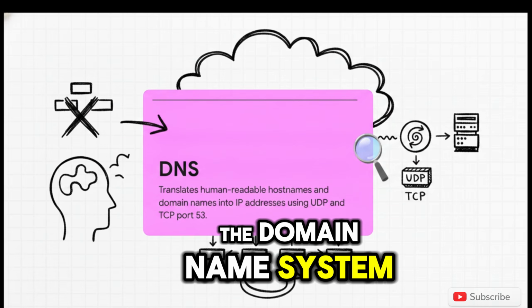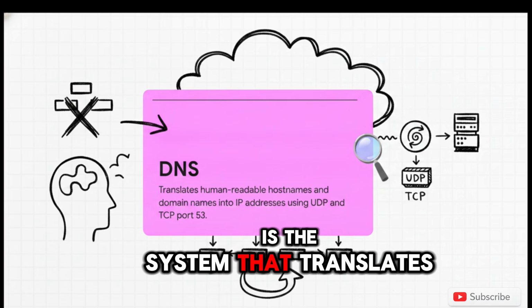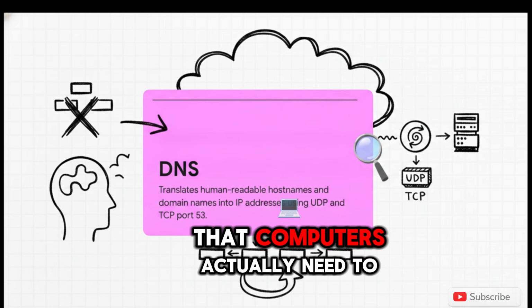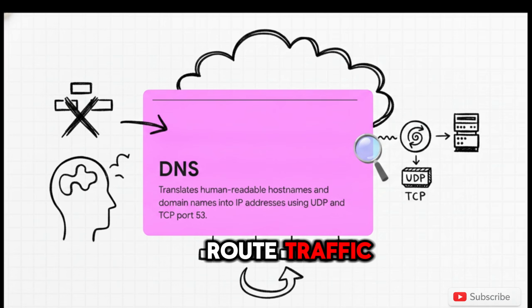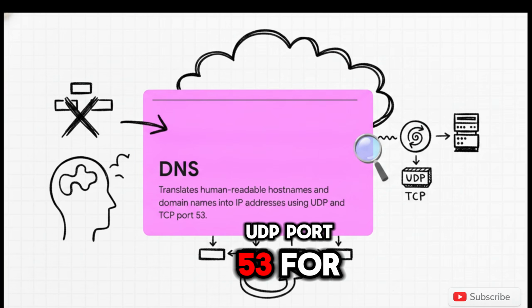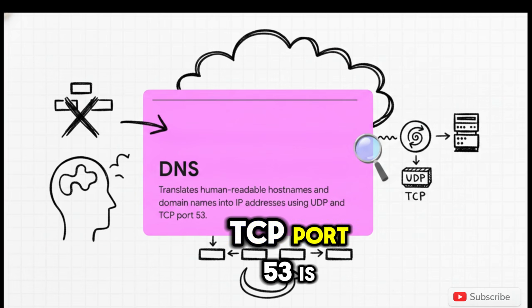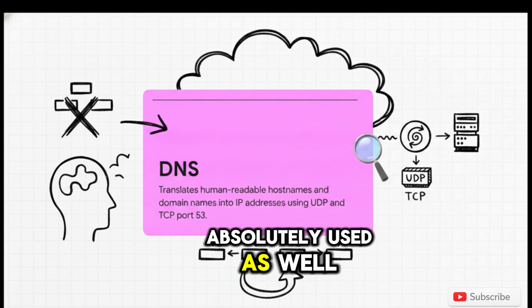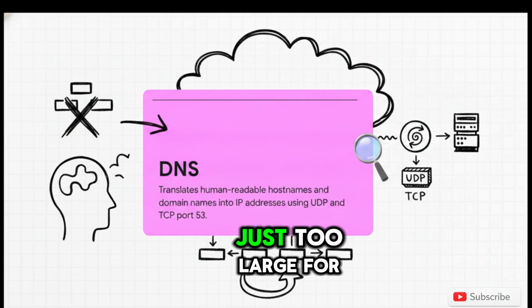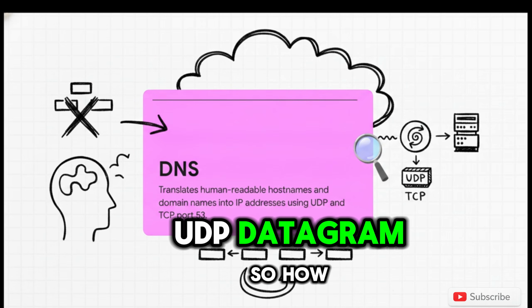The domain name system, or DNS, is the system that translates these human-readable host names into the IP addresses that computers actually need to route traffic. And a quick technical note. While it heavily uses UDP port 53 for standard queries, TCP port 53 is absolutely used as well, particularly for things like zone transfers or when responses are just too large for a standard UDP datagram.